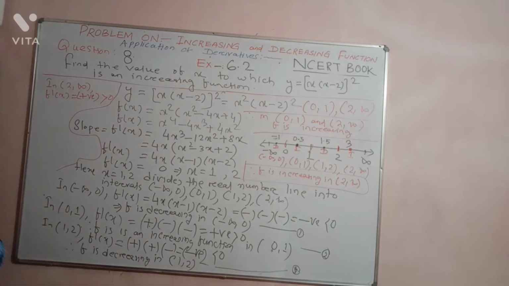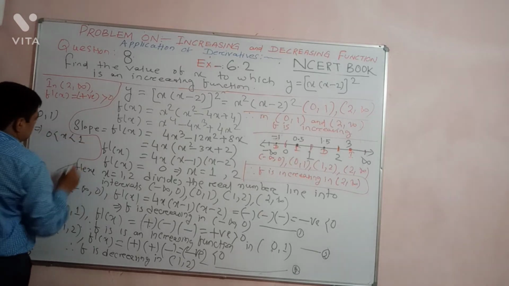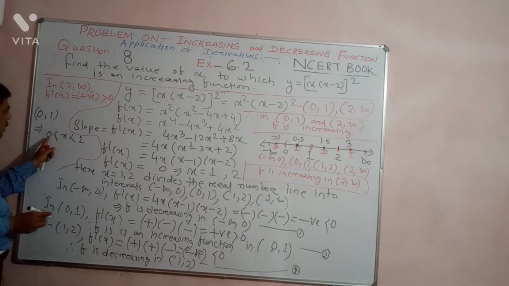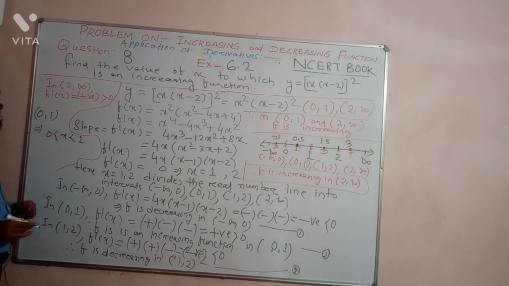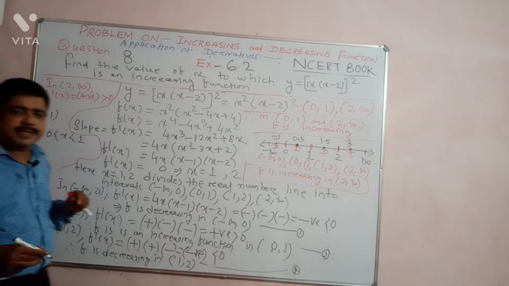0 to 1 means what? Open interval 0 to 1 means 0 is less than x is less than 1. When the value of x lies between 0 and 1, the function is an increasing function. All the domain of the function lying between 0 and 1, the function is increasing.